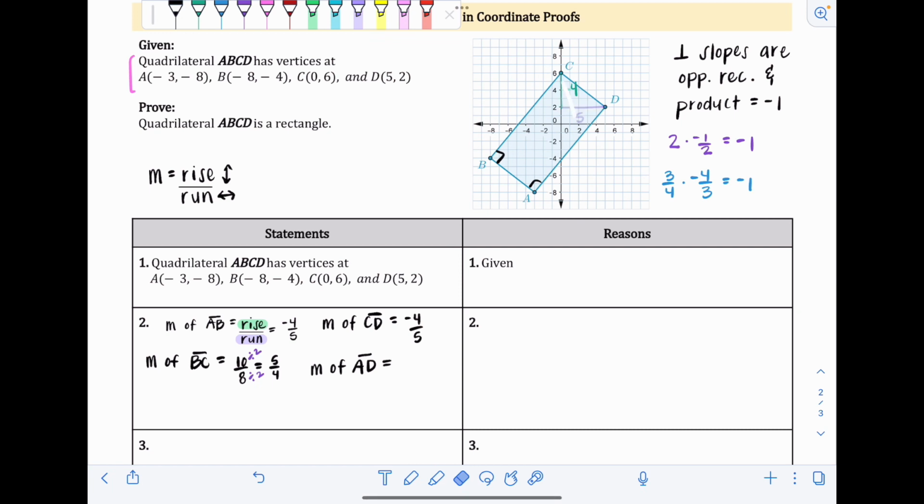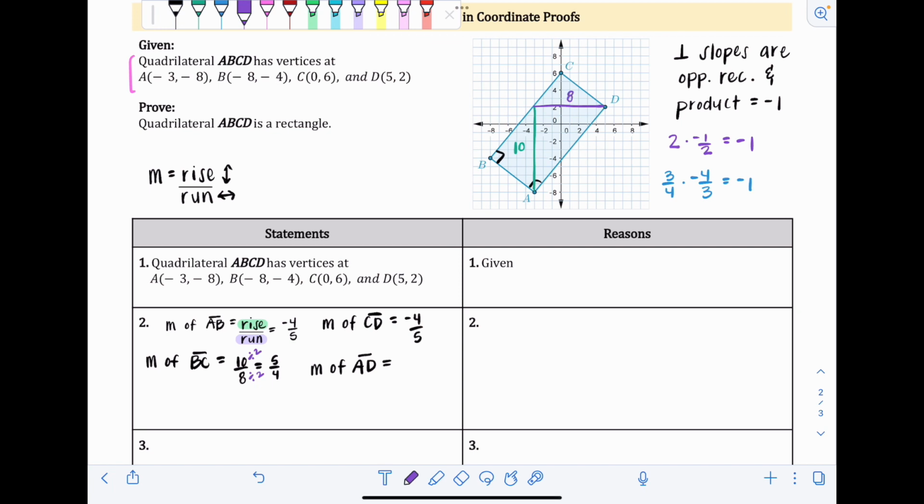So between A and D, we're finding this side right here. If I count my rise, I'm going from -8 up to 2. So it should be 10 units up. And then I'm going to the right 8 units, from -3 up to 5.